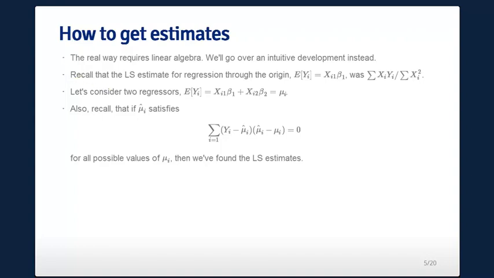If we have a model that says y_i equal to x_i beta plus error, the regression to the origin model, the estimate, remember, worked out to be the summation of x_i y_i divided by the summation of x_i squared. Okay?